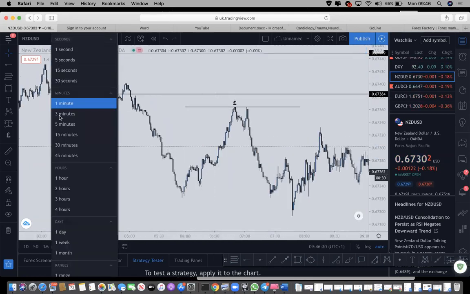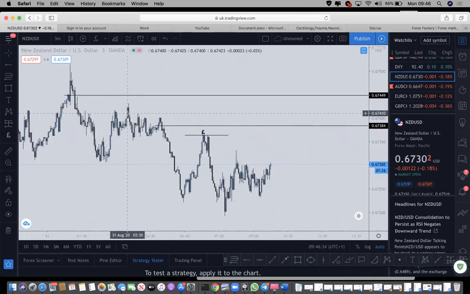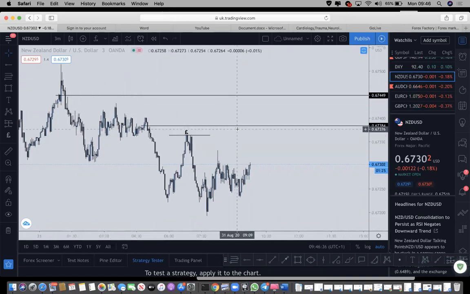Let's go back on the 3 minute time frame. My best shot is going to be here with my stop loss there. I'm going to be very, very tight because I don't like the NZD setup.